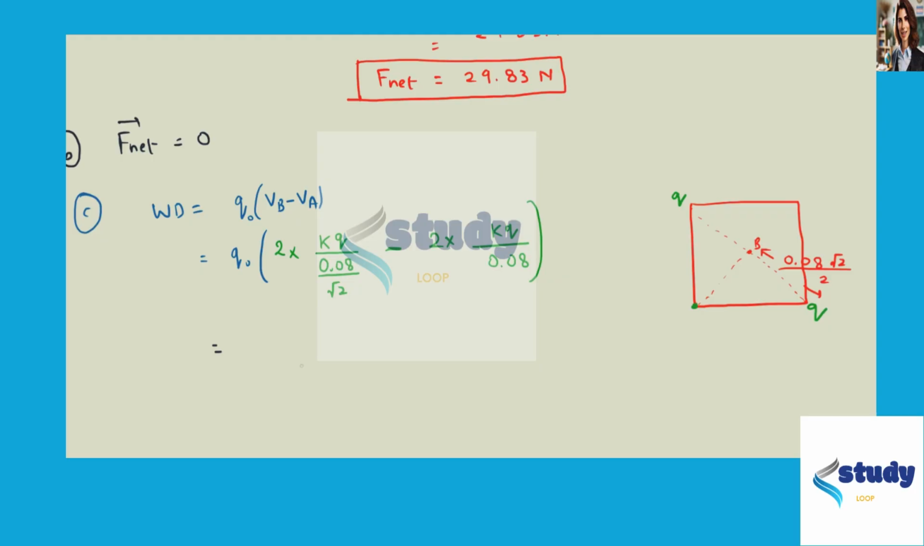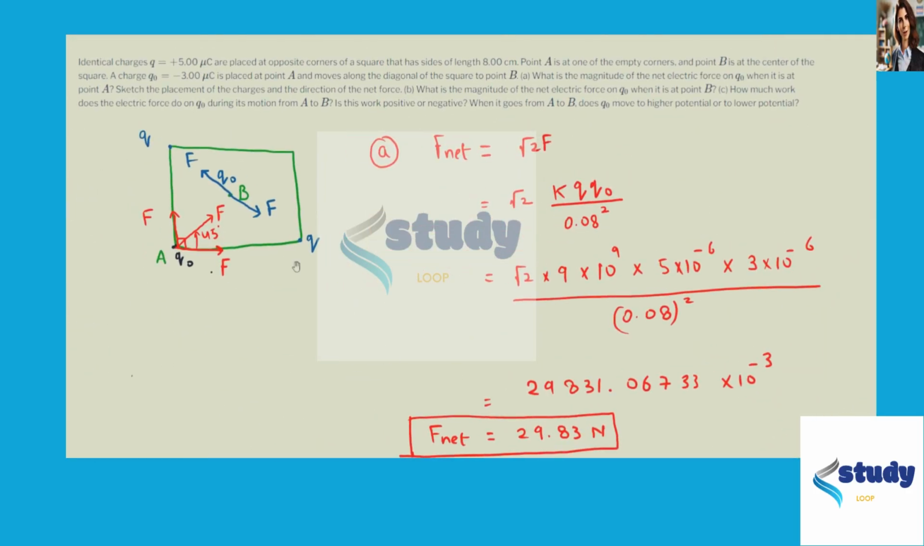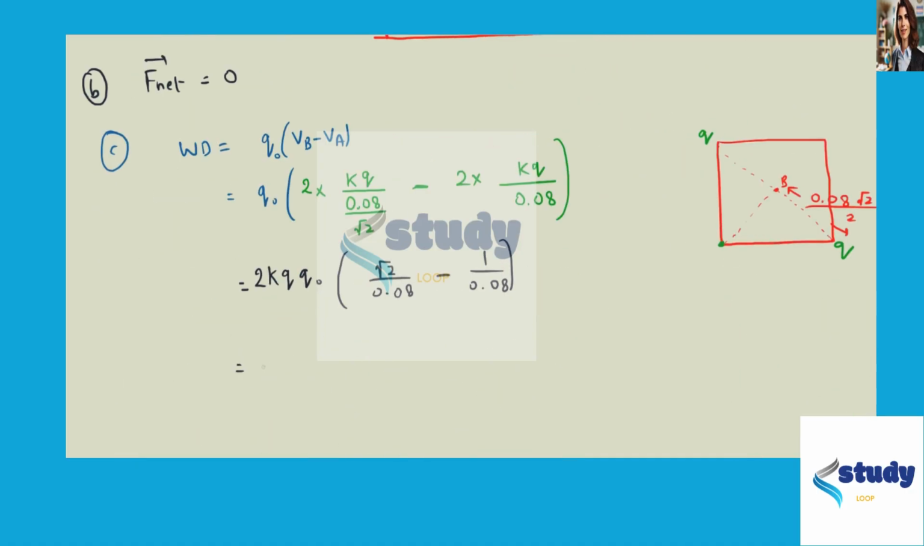So we have kq taken out. So we have kq q naught, in fact, 2k q naught. Then we have root 2 over 0.08 minus 1 over 0.08. Let's put the values, so the q is 5 and this is minus 3. So that's going to be minus 2 times 9 times 10 raised to 9 times 5 times 3 times 10 raised to minus 6, and minus 6 will become minus 12 because this is given in microcoulomb. And this is root 2 minus 1 over 0.08. So the work done is actually coming in negative, and we'll find its value.